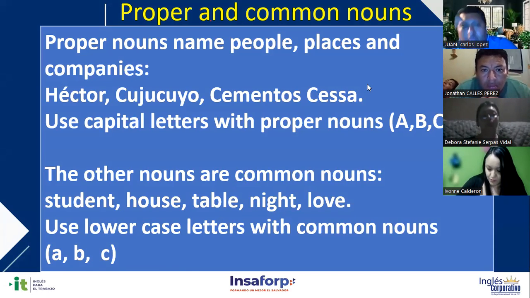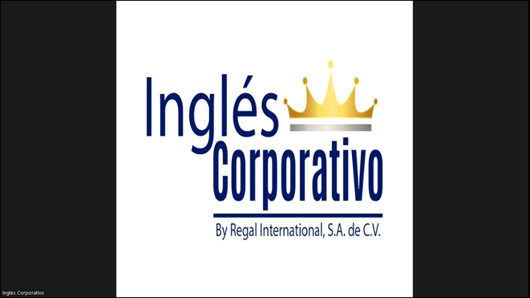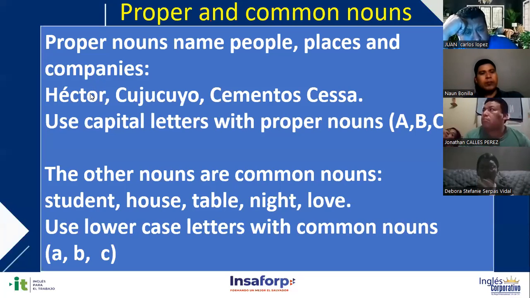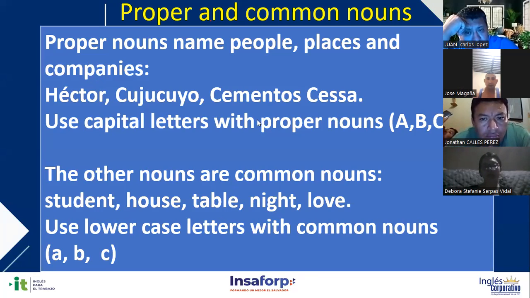Look. Okay, give me a second here. Okay, for example, Hector, César. Right, these are proper nouns. Estos son nombres propios. Look, and we're going to use capital letters with proper nouns. Con esto vamos a usar mayúsculas, ¿sí? Okay. Then the other nouns are common nouns.